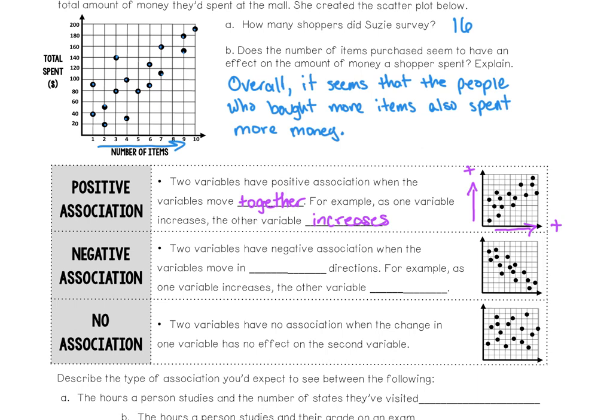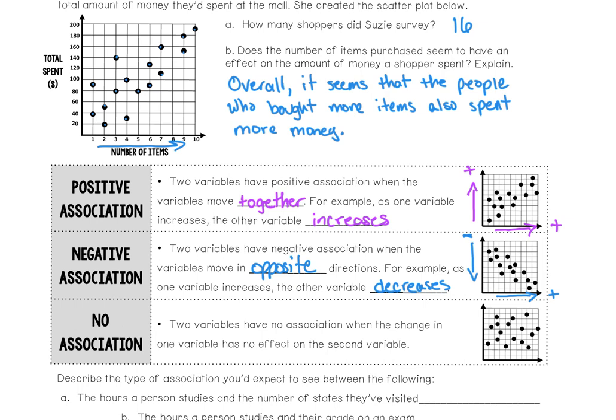Now in a negative association, 2 variables have a negative association when the variables move in an opposite direction. So for example, as one variable increases, what do you think the other one's doing? Good. Decreases. So as this one's moving to the right, that's increasing. This one's moving down. So it's kind of related to slope.